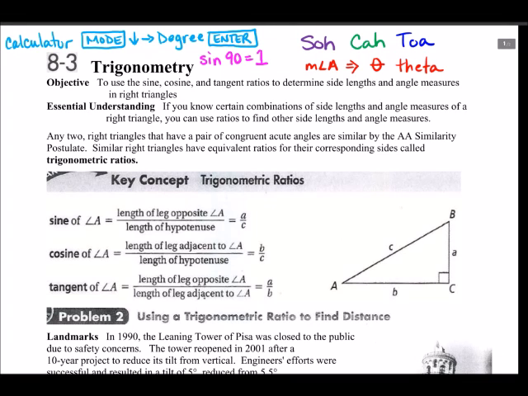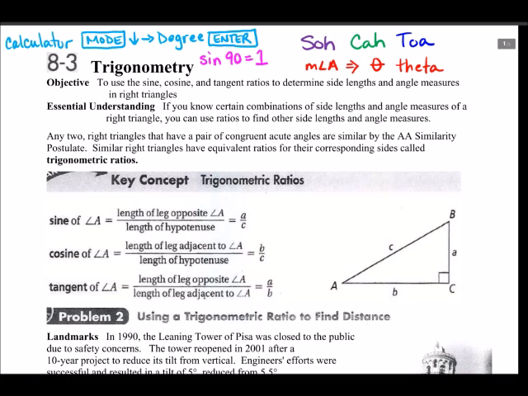8.3, Trigonometry. Yay, trig is fun. Before we get started here, we need to go through some background information. When you're doing trig on your calculator, you need to make sure that your calculator is set to work in degrees because we are measuring around a circle.